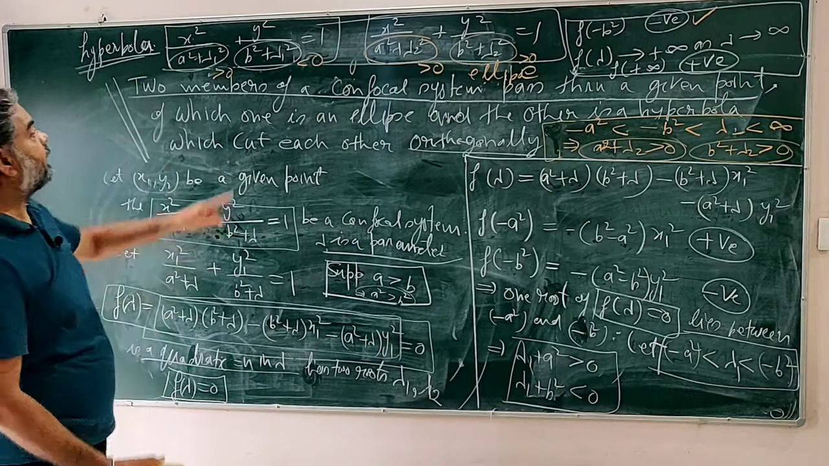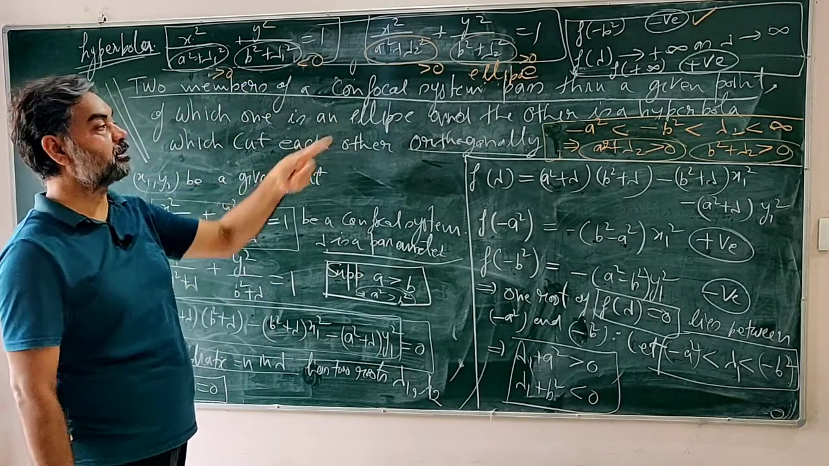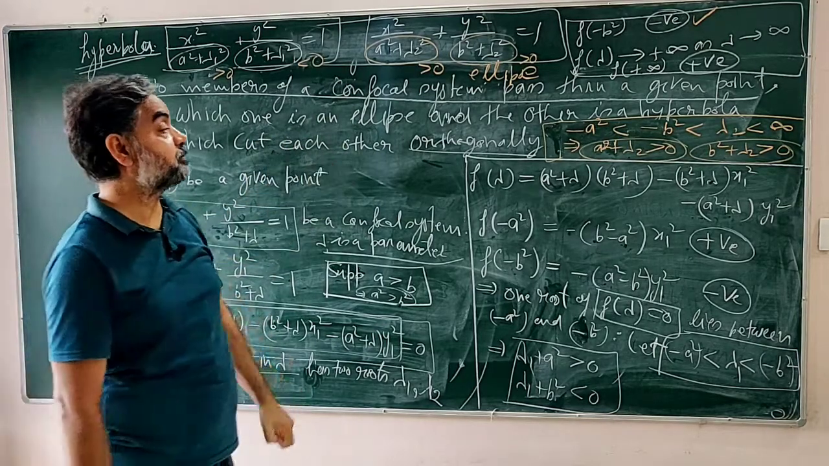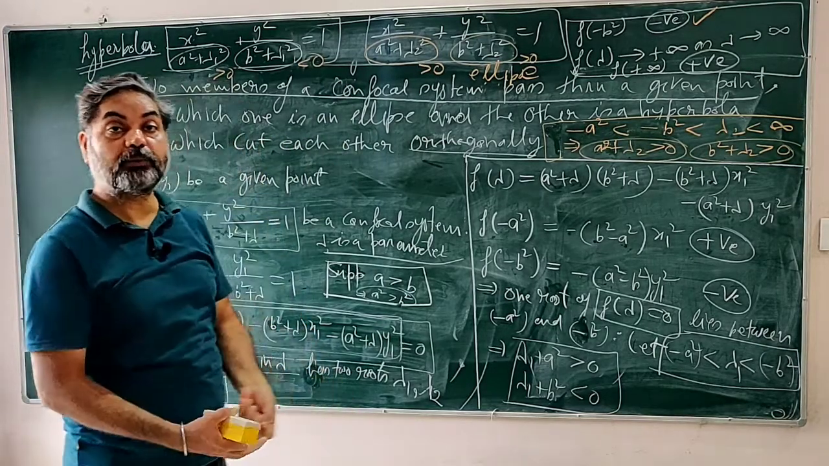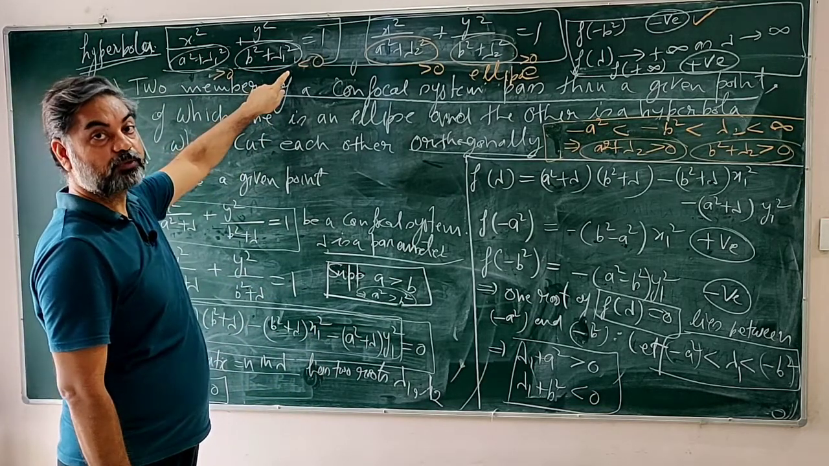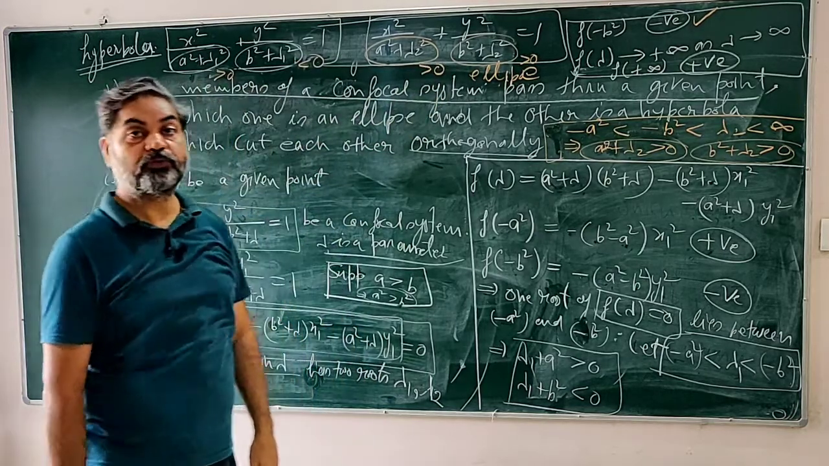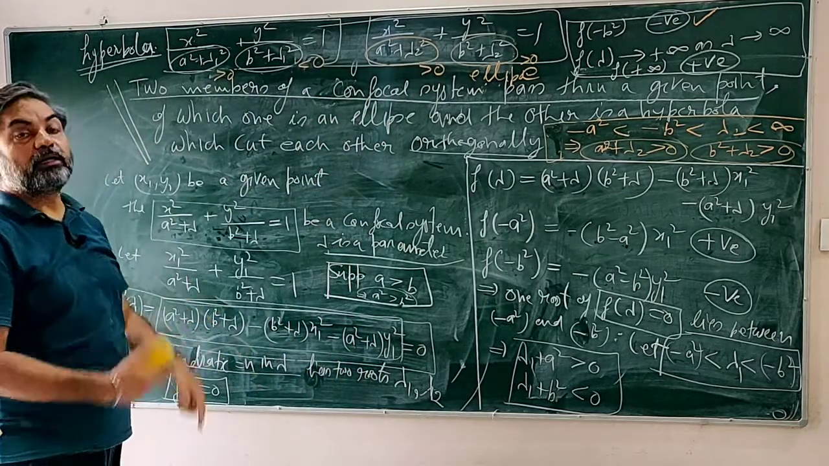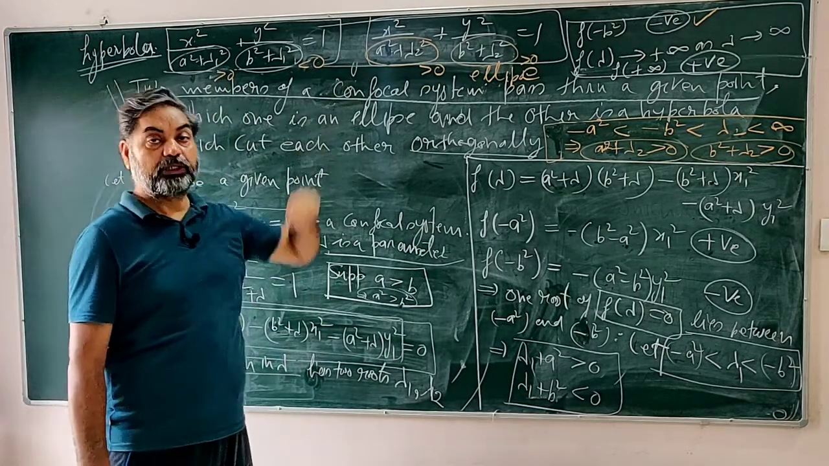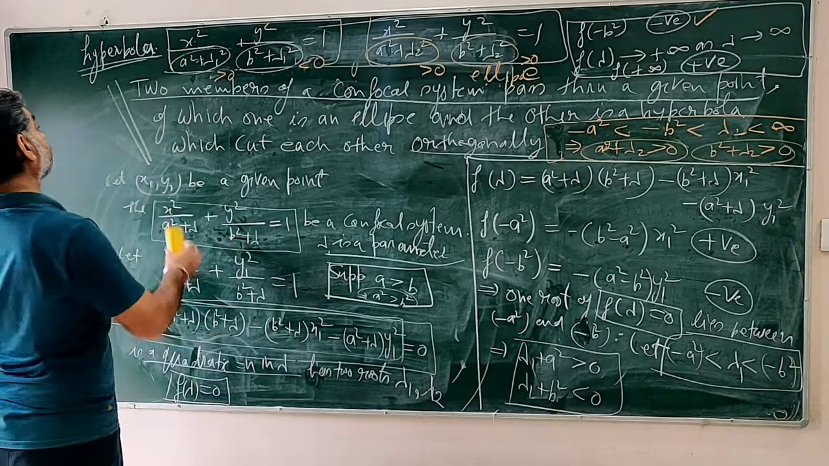And now we will show that from a given point x1, y1, if you have a system of confocal conics, one of the confocal conics that passes would be a hyperbola, the other would be an ellipse. We will show that these two conics intersect each other orthogonally. That also we will show.